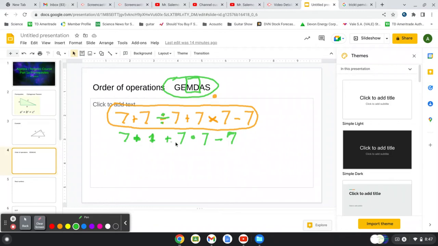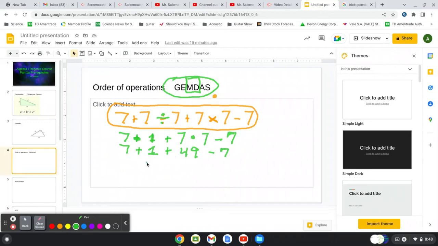So now we have plus, we have times, we have minus. So again, we have to do a multiplication now, right? So it's 7 plus 1 plus 49. 7 times 7 is 49 minus 7. How are you doing so far? Right? Now we have plus, plus, and minus.